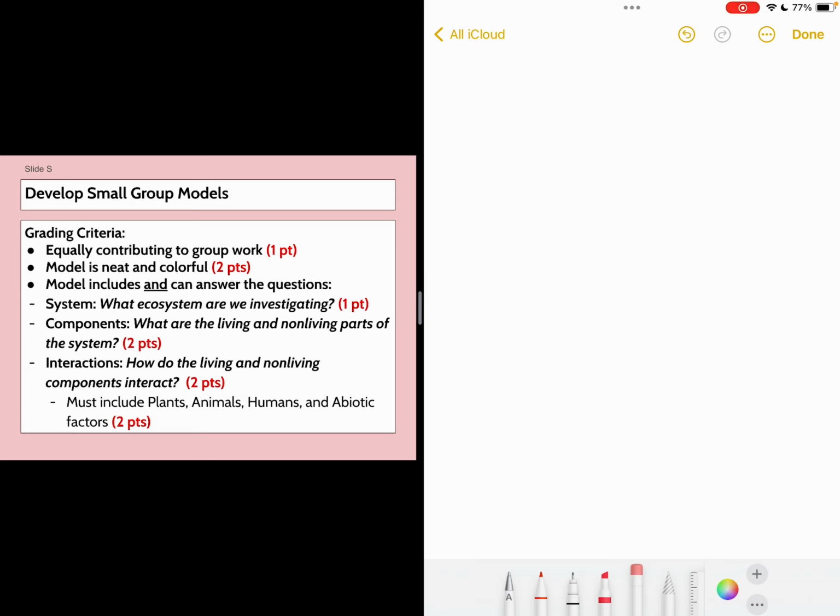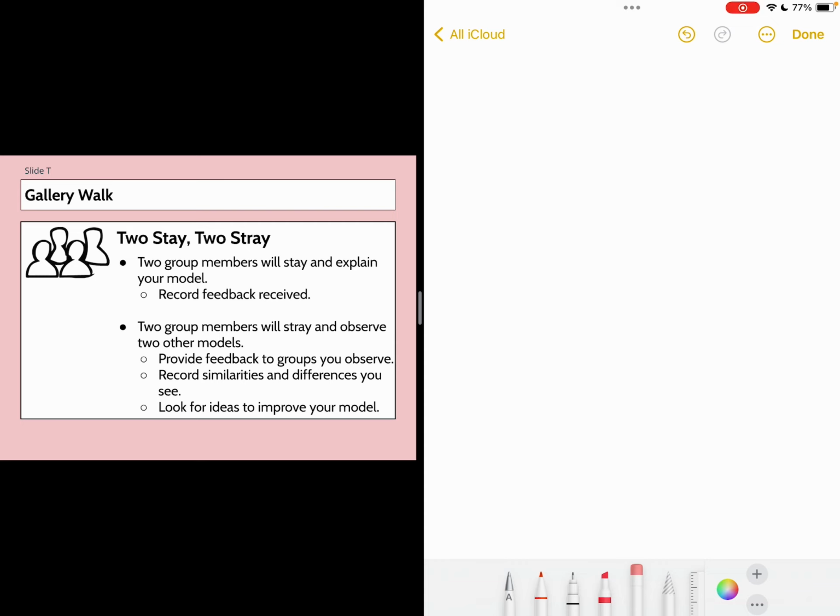So where we ended off on Thursday, we made group models, which the scoring guidelines, if your teacher is scoring, is on the screen right now. The group models will be graded eventually. What we're more focused on though is the gallery walk.